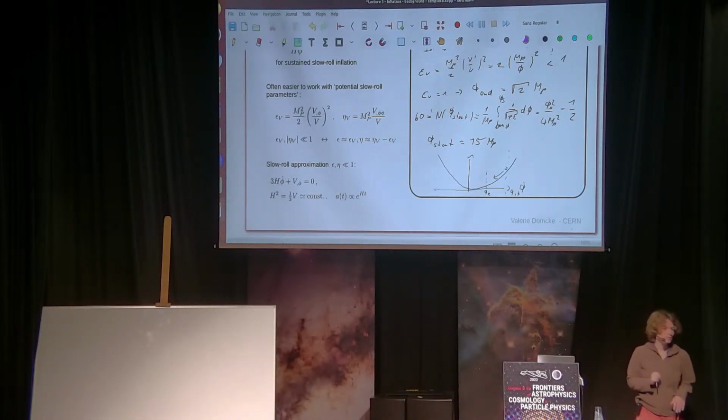So the message here is that one of the simplest models that you can write down, really the first chapter of Peskin and Schroeder, actually has all the properties that we needed to have. It generates an equation of state which is smaller than minus 1/3. It can sustain inflation for at least 60 e-folds, and so it can solve the flatness and horizon problem. Are there any questions so far?